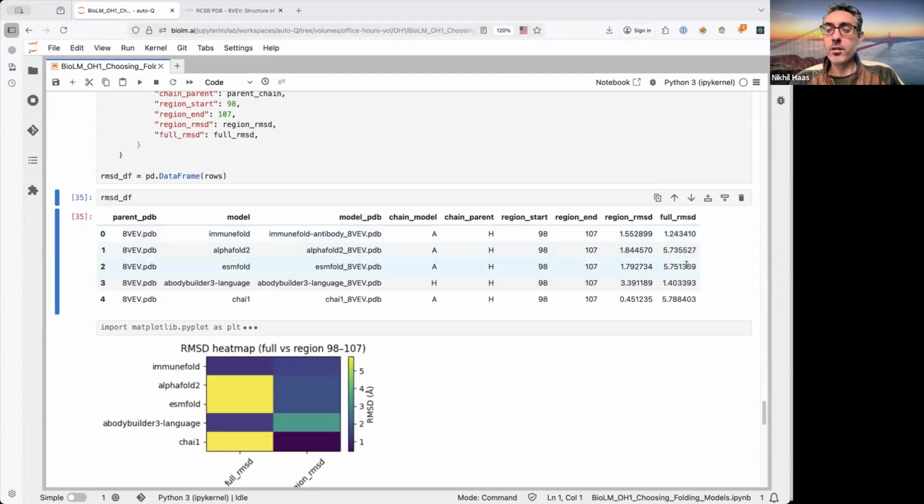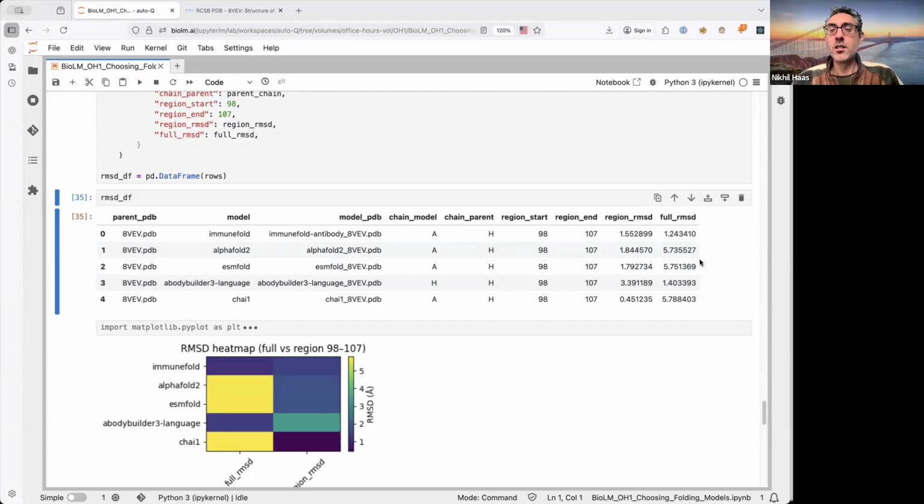What do you think about the results? Is this kind of what you expected, at least as far as the full RMSD? I would actually hope that the Chai full RMSD would be a little bit better. I think that they had some good reports on their metrics for antibodies. It's interesting to me that the region RMSD for ImmuneFold is higher than its full RMSD. So that's kind of interesting as well.